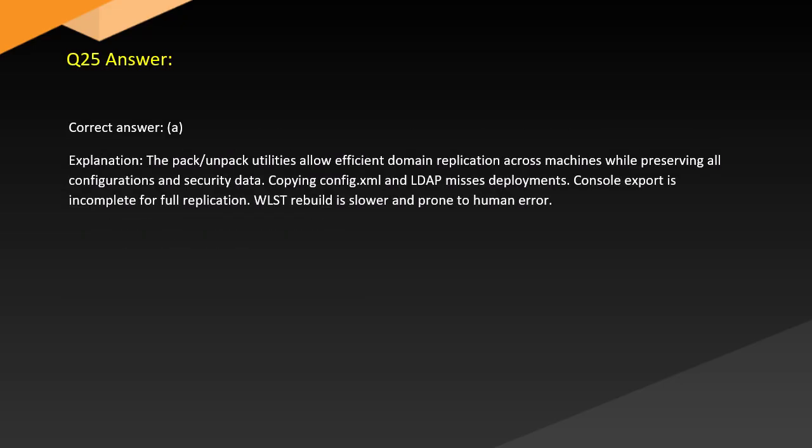Answer. Correct answer: A. Explanation. The pack and unpack utilities allow efficient domain replication across machines while preserving all configurations and security data. Copying config.xml and LDAP misses deployments. Console export is incomplete for full replication. Rebuild is slow and prone to human error.